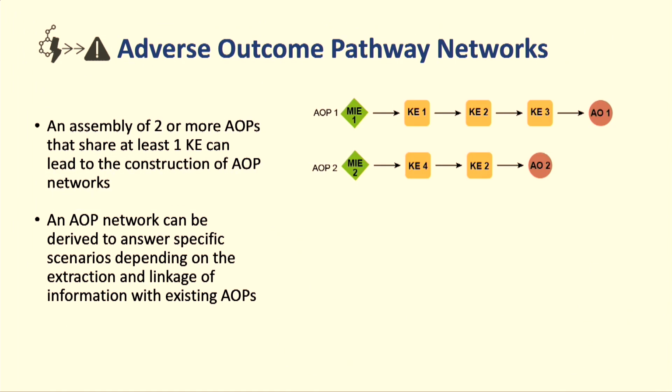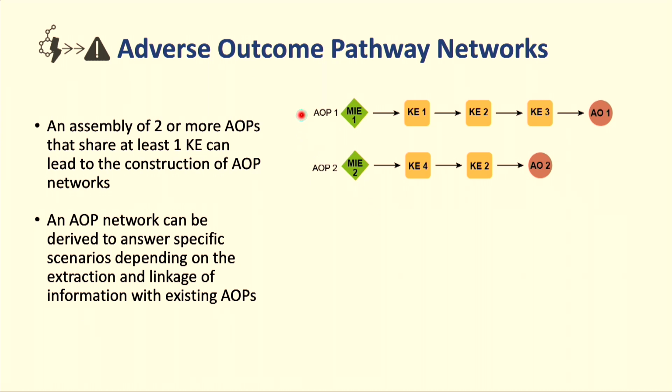Right? Next, what we see is that we can leverage this individual pathway information and link it with other existing pathways to look for something known as an adverse outcome pathway network. So what are these networks and how are they useful for us? Before I talk about how they are useful, let me first explain how we get an adverse outcome pathway network.